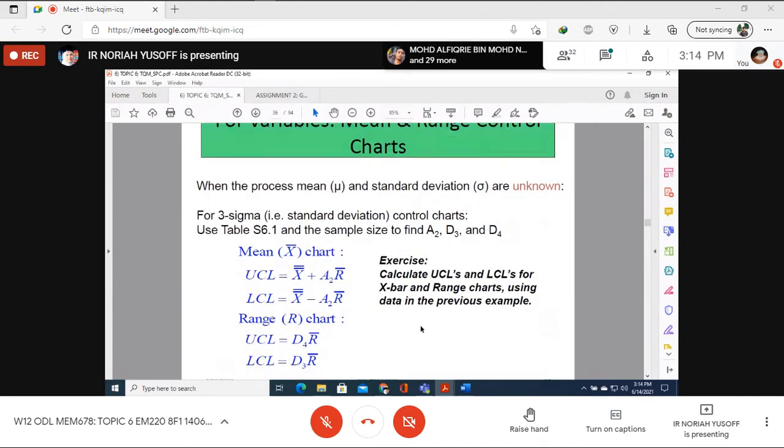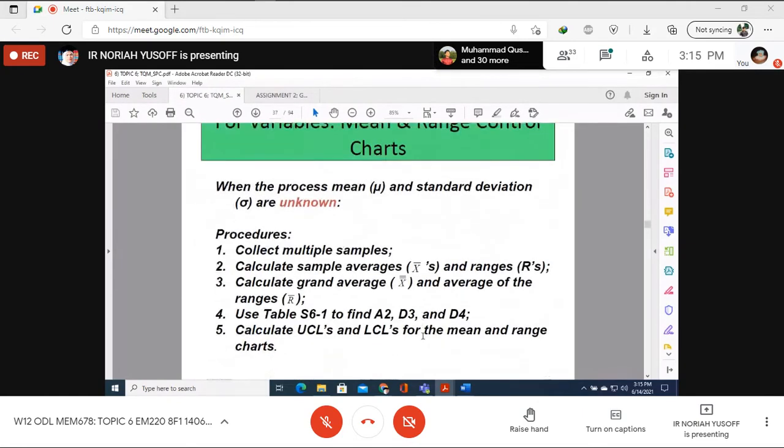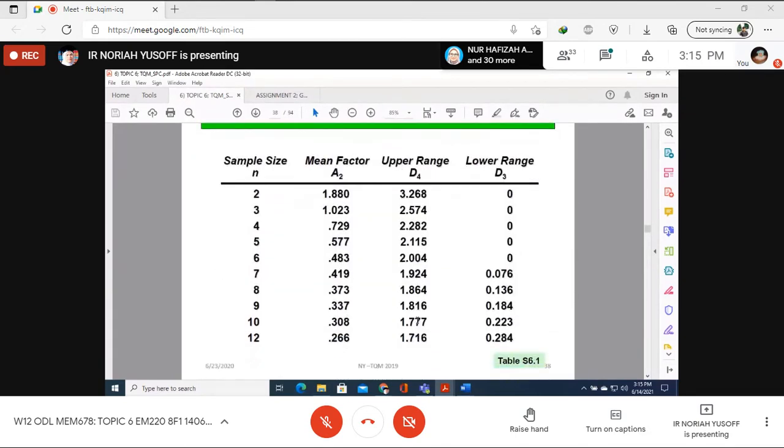So to do the calculation, since the standard deviation is not given, you use the formula of the calculation without the standard deviation. Okay, so you just substitute dalam formula ni je lah. UCL is X double bar plus A2 multiply dengan R bar. So R bar value you know dah already. R bar value is 3 and then X double bar is 95.07. Since sample number ataupun sample size is 5, therefore the value of A2 for sample size 5 is 0.577. Okay, yang D4 dia 2.14, ingat ni. So you just substitute into the formula.